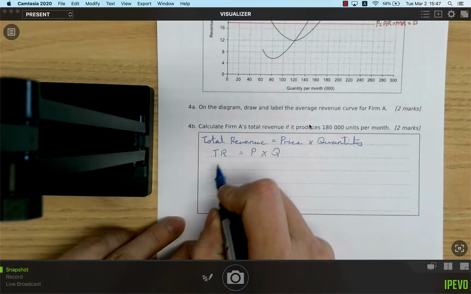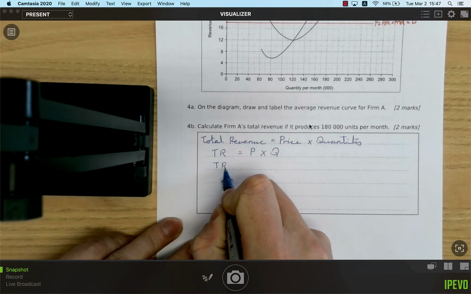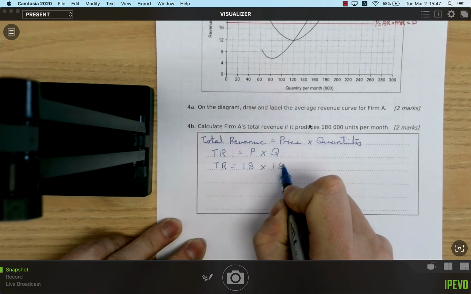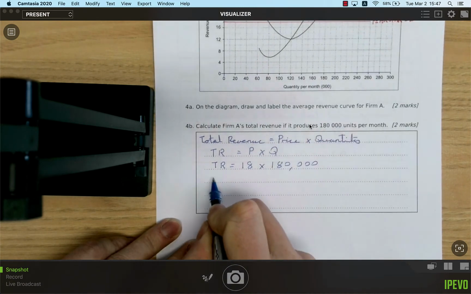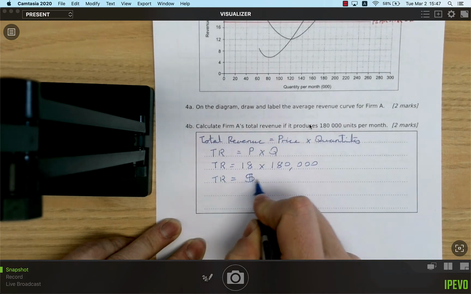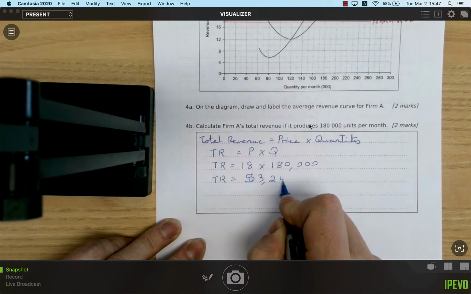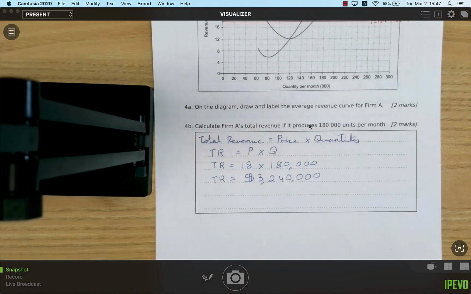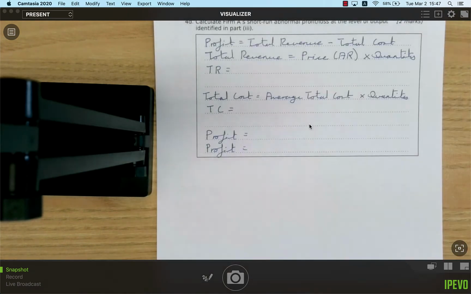So we've got this formula, which we've seen a number of times. Total revenue equals price times quantity. Well, it's $18 because it's a price taker, multiplied by 180,000. So total revenue, therefore, equals, and I have this worked out earlier, 3,240,000. That's 3.24 million. That's how much revenue they would earn if they produced 180,000 units per month. I hope you can see that, and I hope that makes sense, guys.